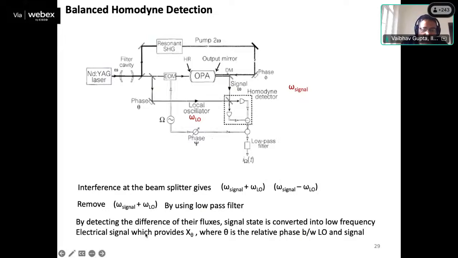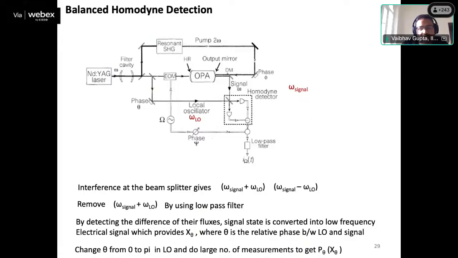So this electrical signal provides you this x theta, this quadrature, which I told you already, that there is a formula which can calculate I equals beta times the quadrature value. And if you plot this, theta is the relative phase between the oscillator and signal, and you keep changing the local oscillator's theta, and try to get a probability distribution for different theta values, and finally you create a Wigner function distribution. And by that distribution, you can tell what kind of signal was present here.